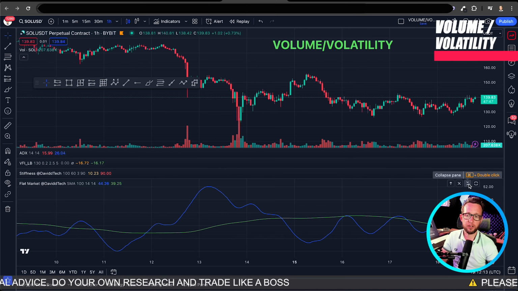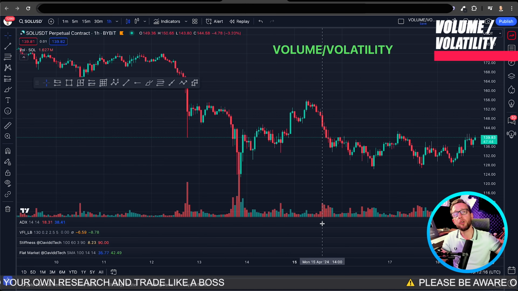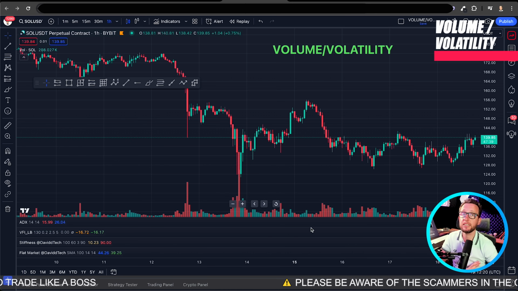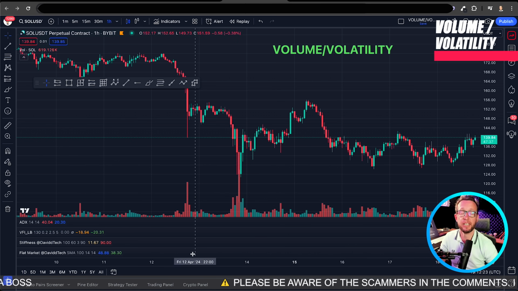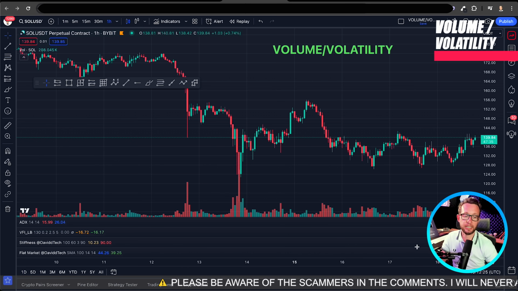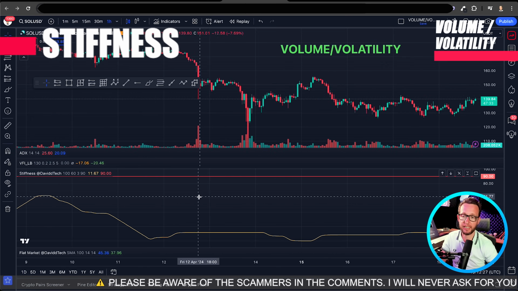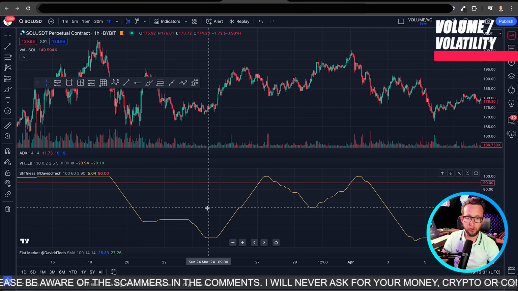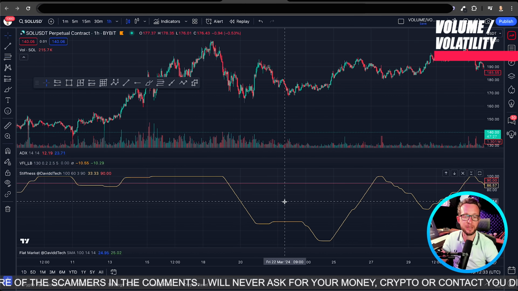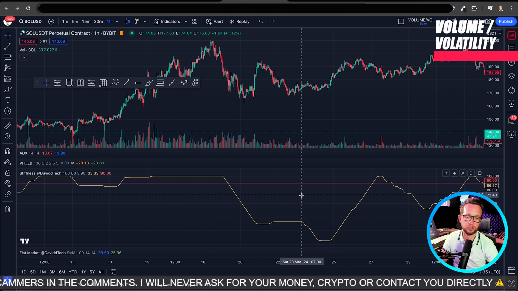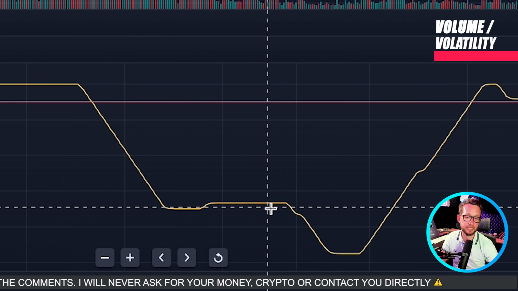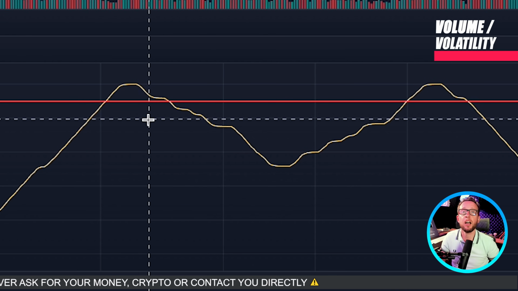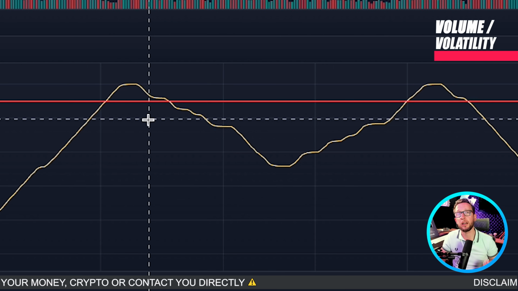Moving on, guys. Number 2 is going to be a new indicator that I recently found, but seems to be absolutely brilliant at filtering out bad trades. This indicator is called the stiffness index. It's this indicator here. It looks absolutely boring on the chart, but seems to be perfect for removing bad trades. The stiffness index is this yellow line here, and the red line is just a threshold. You can move that red line up or down to actually filter out bad trades.